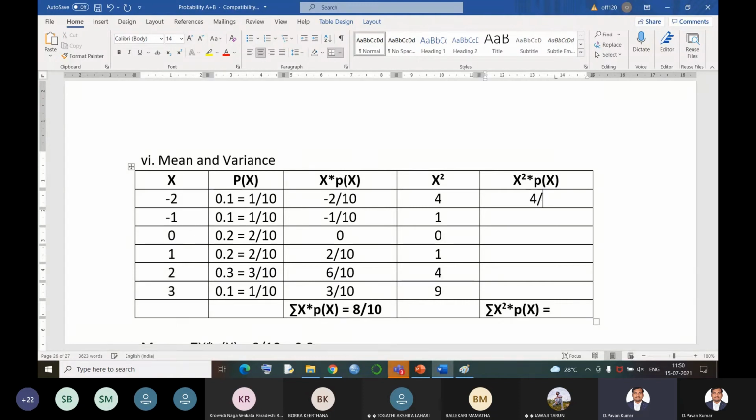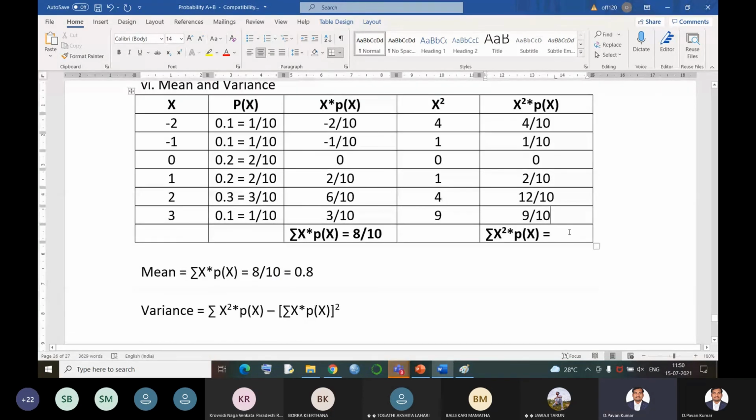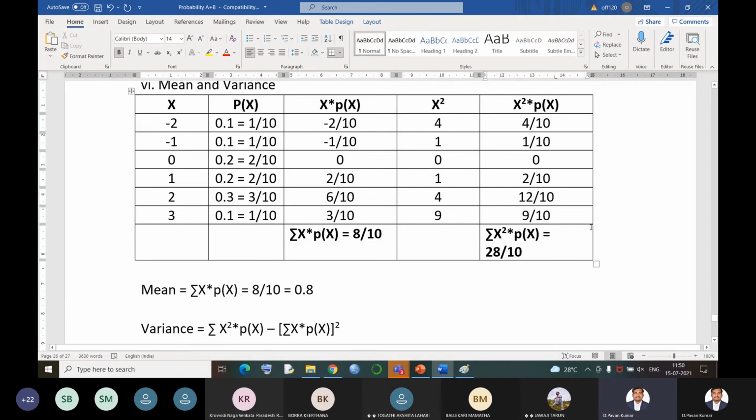So 4 into 1 by 10, it becomes 4 by 10. Next value will become 1 by 10, 0 as well. Next 2 by 10, 3 into 4, it's 12 by 10. Next value is 9 into 1 by 10, so 9 by 10. Since all values are positive, we can add these numerators since the denominator is common. 9 plus 12 is 21 plus 2, 23. 23 plus 1 is 24. 24 plus 4 is 28. So 28 divided by 10. 28 divided by 10 means what would be the answer?